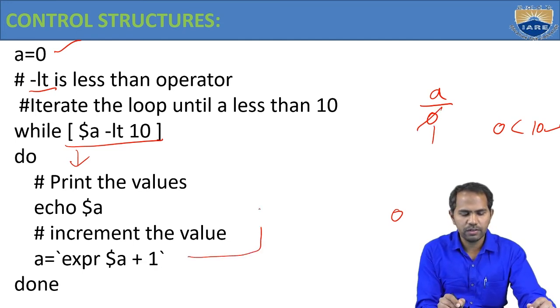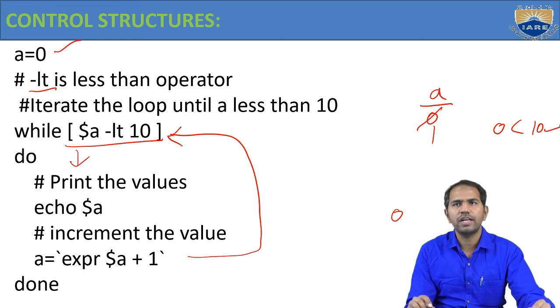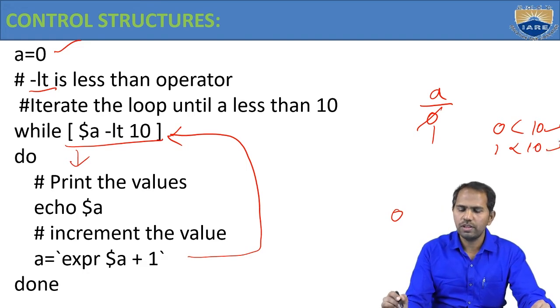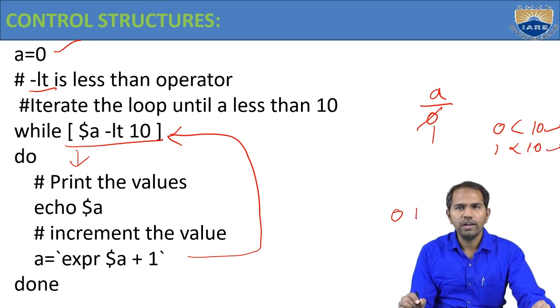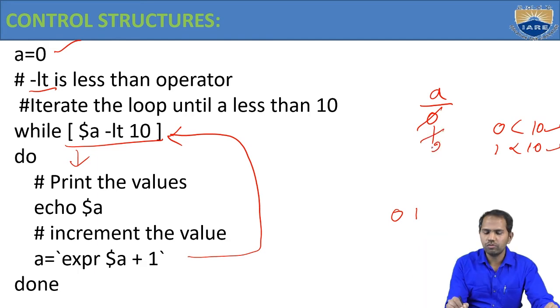Again it checks the condition. The present value of a is 1, and 1 is less than 10. Yes, the condition is true, so it enters the loop again. It prints the value of a, which is 1. Then $a plus 1, so now a is updated to 2. Then it moves again to while.